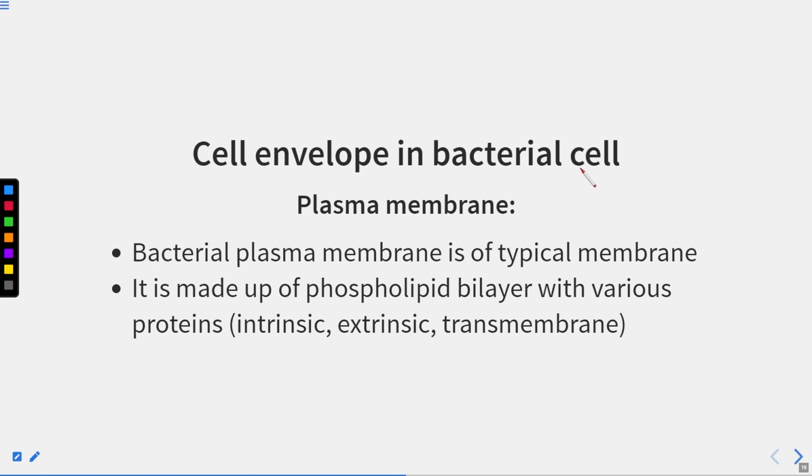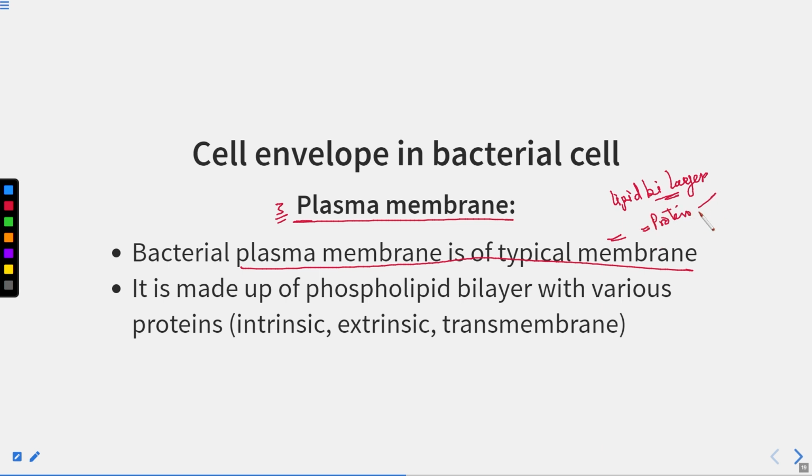Cell envelope in a bacterial cell: plasma membrane. This is the third component, after the glycocalyx and the cell wall. The bacterial plasma membrane is a typical membrane, the same typical membrane that is present in eukaryotes also. That is, it has a lipid bilayer and a protein part. This protein part is of two types, intrinsic and extrinsic.